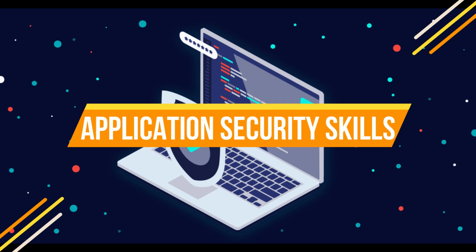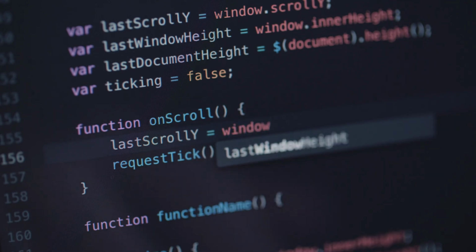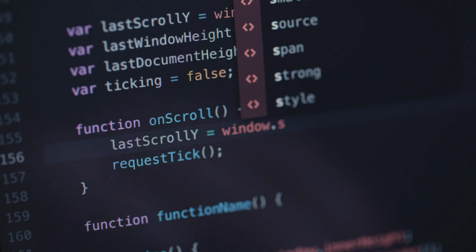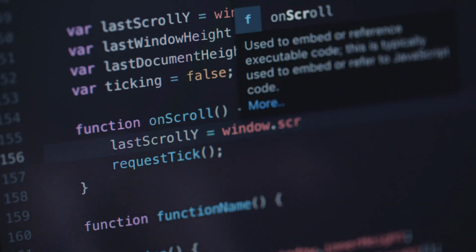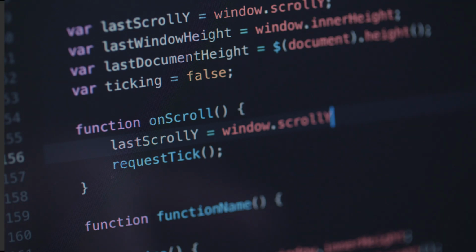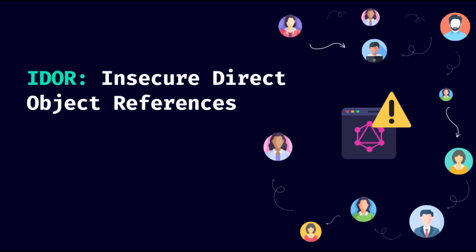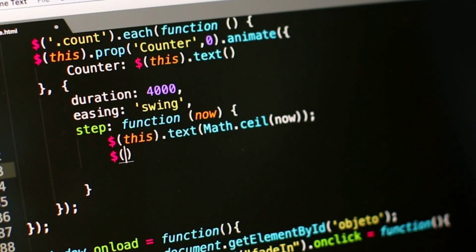Application security skills. Application security skills are fundamental in the world of cybersecurity, focusing on protecting software and applications from potential threats and vulnerabilities. Professionals with expertise in application security have a range of skills aimed at ensuring the integrity of software systems. This includes proficiency in identifying and mitigating coding vulnerabilities, such as SQL injection, cross-site scripting, and insecure direct object references. Application security specialists are adept at conducting thorough code reviews, utilizing security testing tools, and implementing secure coding practices to secure applications against cyber attacks.